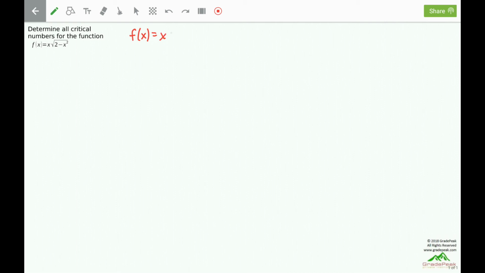f of x equals x times the square root of 2 minus x squared. x is a polynomial and has a domain of all reals. The square root is an even root. It can be rewritten as the 1/2 power, and the denominator is the root and is an even number. And an even root does not necessarily have a domain of all reals. What's inside of the even root has to stay greater than or equal to 0. So 2 minus x squared has to stay greater than or equal to 0.